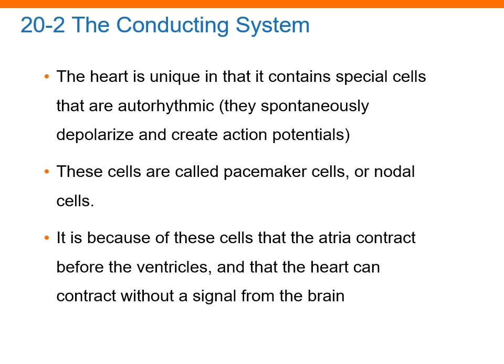And like I said, it's because of the nodal tissue that the atria contract before the ventricles, and the heart can contract without a signal from the brain. Okay, so the only thing the heart needs to beat is the appropriate energy source, like glucose or fatty acids, and it needs electrolytes, of course, right? All the action potentials depend on electrolyte gradients.